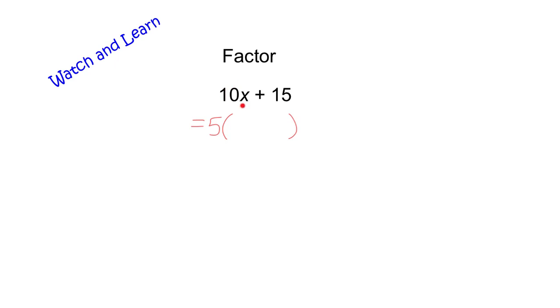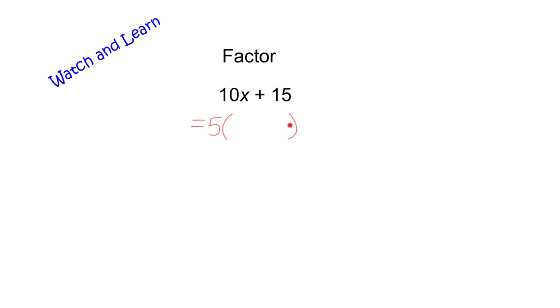Well, if I look at 10x and 15 and think about what the factors of those terms are and what the greatest common factor is, the number 5 is what I come up with. 5 is the greatest common factor of 10x and 15. So that's one factor. What's the other factor?